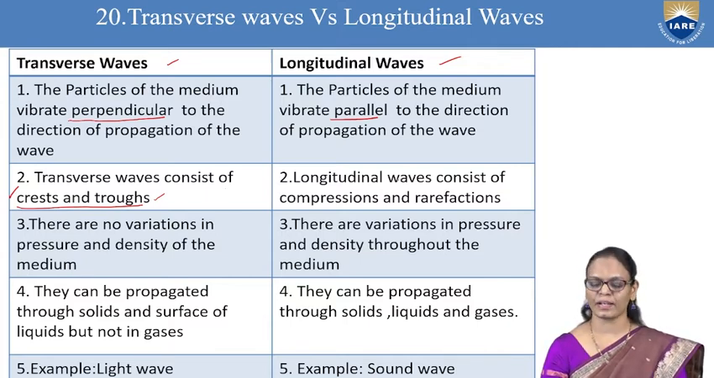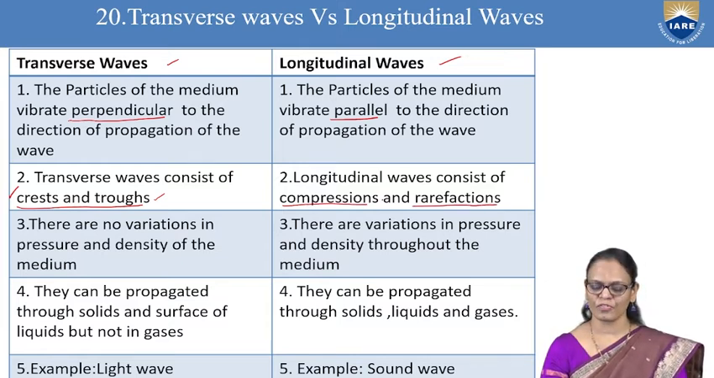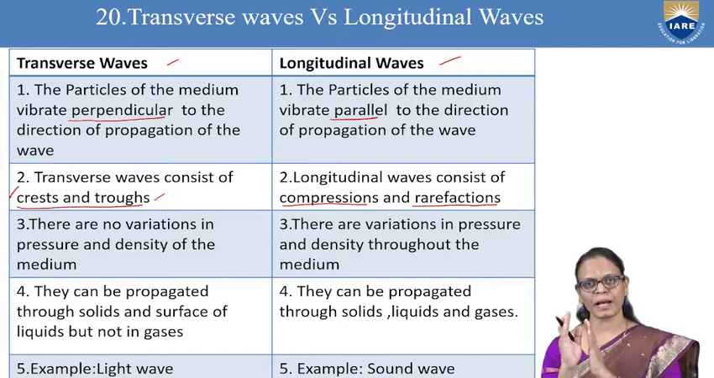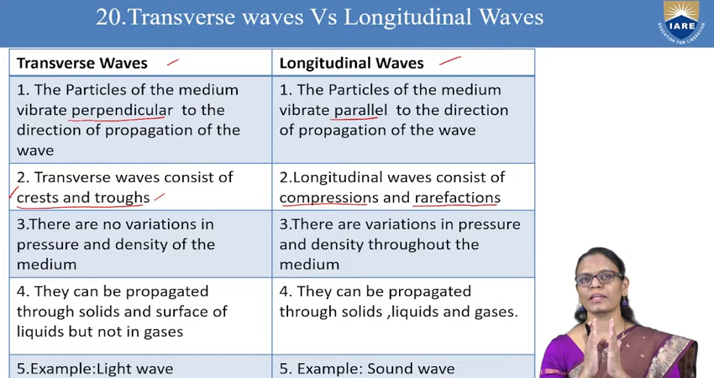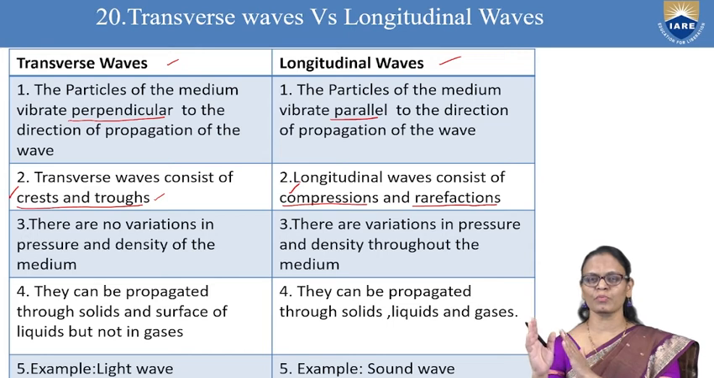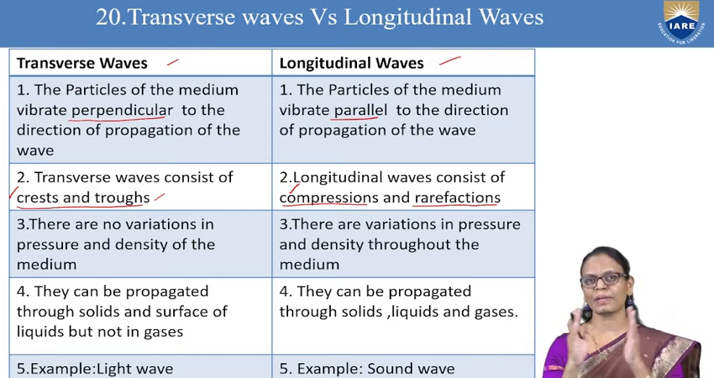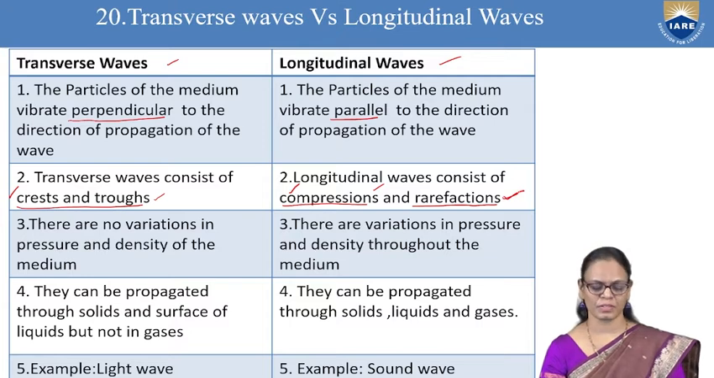And in a longitudinal wave, there are compressions and rarefactions. There will be a series of compressions and rarefactions which alternate with each other. So, what is a compression? When the particles are vibrating parallel to the direction of propagation of the wave, there are certain regions where they come closer together. The regions where they are closer together, we call a compression. When the particles are going apart, there will be a rarefaction. So, it consists of compressions and rarefactions.